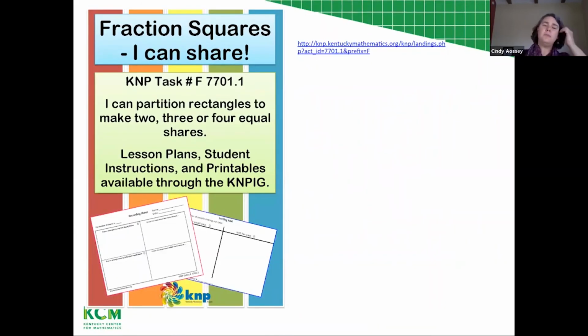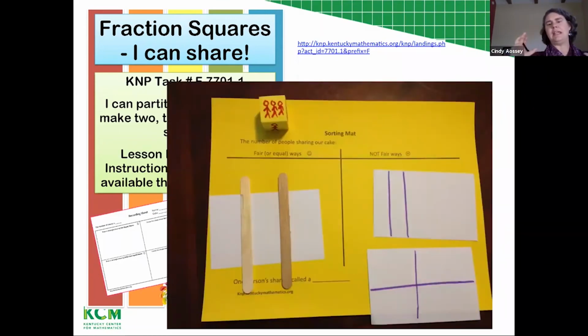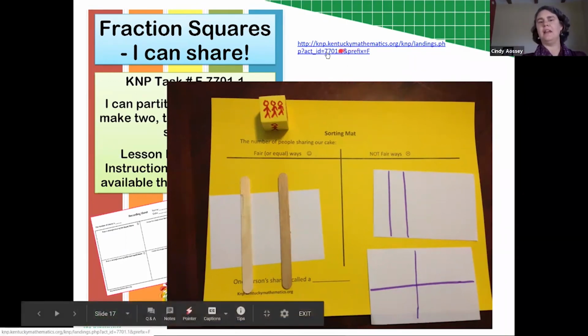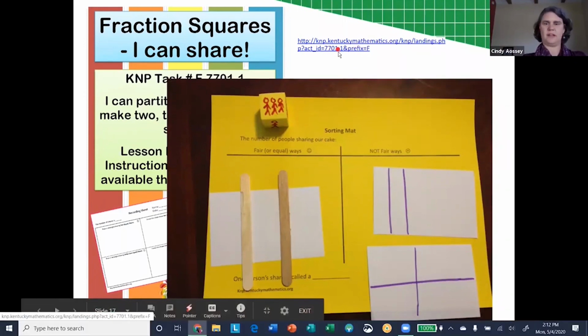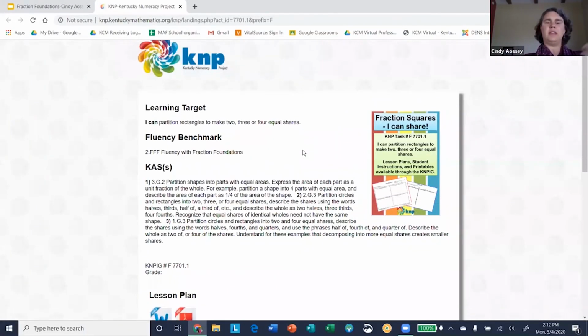But notice in both of these standards, kids do the partitioning. Kids have experienced partitioning. We really need to keep that part of the standard in mind. They need to be starting with blank shapes and wrestling with the partitioning. So one of our entries, KMP Task Group 7701.1, which may not be easy to remember, but there is a link that'll take you right to the page. In fact, I'll click on that so you can see it. It'll take you right to the page.